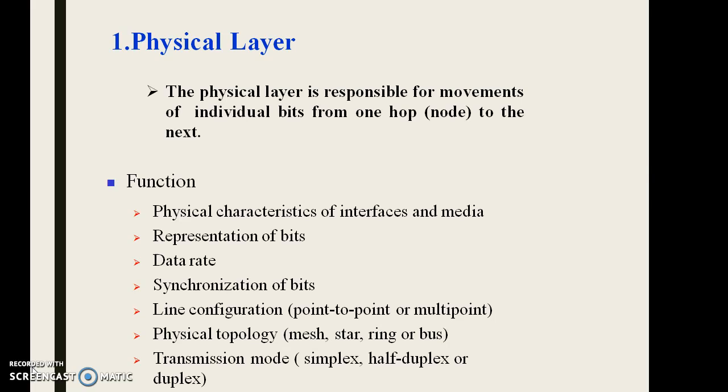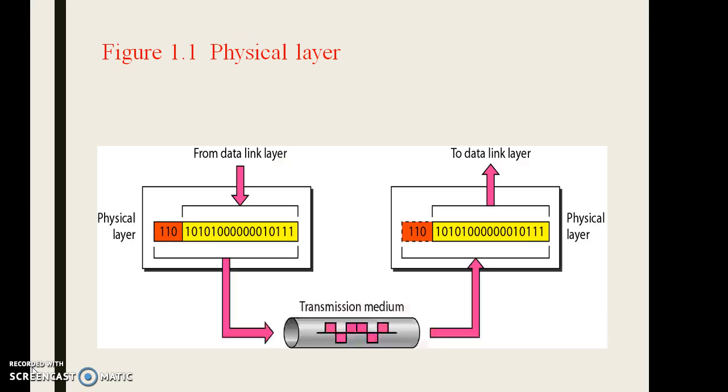Line configuration. The physical layer is concerned with the connection of devices to the medium. It may be a point-to-point or multipoint configuration. Physical topology. The physical layer defines how devices are connected to make a network, for example mesh, star, ring, bus or tree topologies. Mode of transmission. This layer defines the direction of transmission between two devices, for example simplex, half duplex or full duplex.